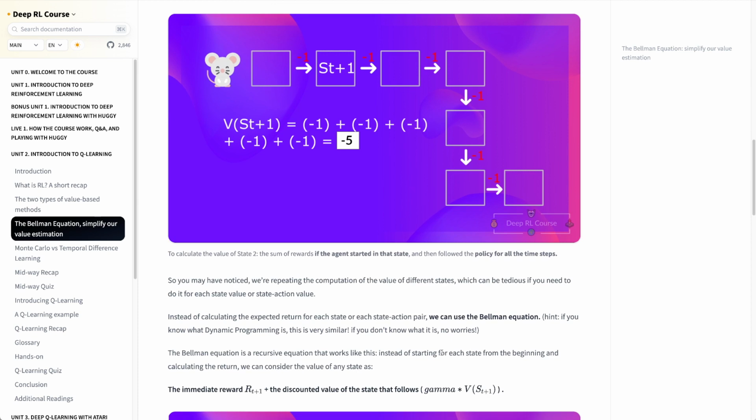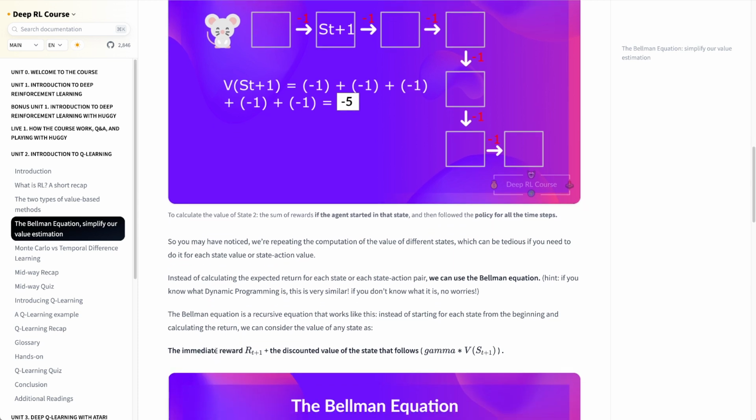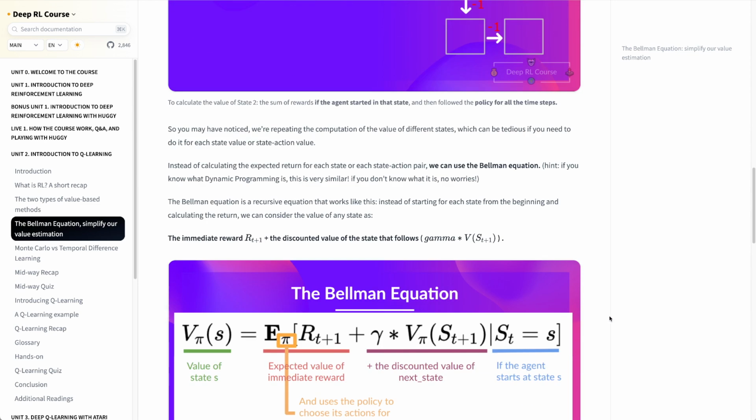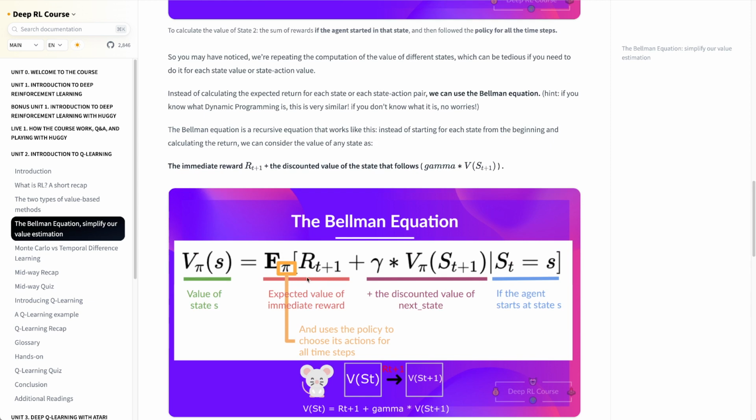The Bellman equation is a recursive equation that works like this. Instead of starting for each state in the beginning and calculating return, we can consider the value of any state as the immediate reward, r of t plus 1, plus the discounted value of the state that follows. So gamma times the value of state of t plus 1, right? So the Bellman equation is this: the value of the state is the expected return of the immediate reward, r of t plus 1, plus the discounted value of the next state, given this state.